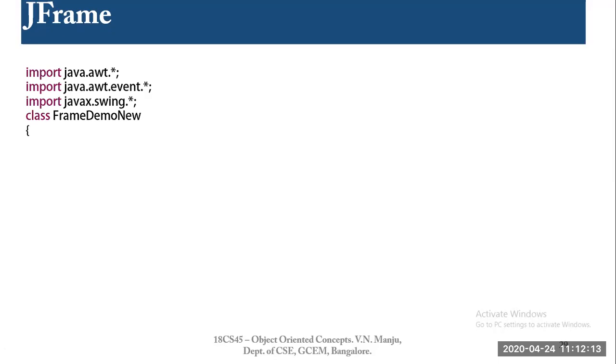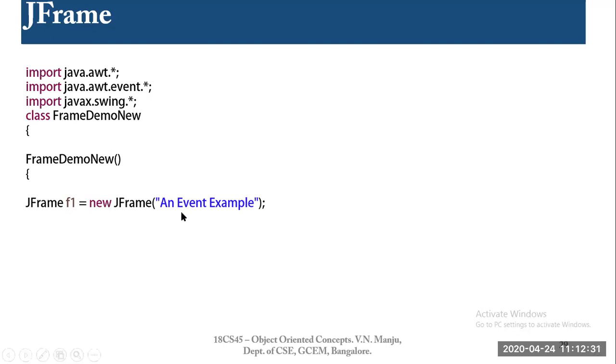Not like an applet, you don't need to have the applet tag. It will be running in Java only. And now the next thing, we are creating a constructor. Inside the constructor, I've created a frame. So the frame is JFrame F1 equal to new JFrame, and you can give any name for the frame.